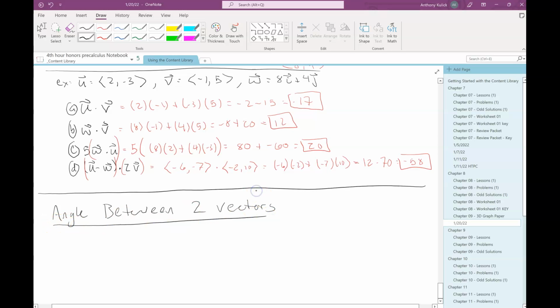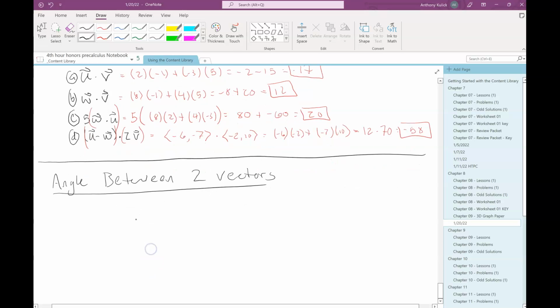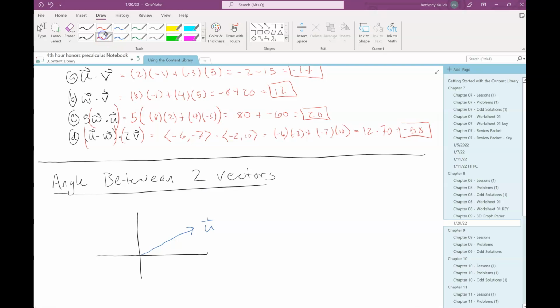So the next thing we want to talk about is the angle between two vectors. If I have some vector u and I have some other vector v, we're talking about this angle between the two of them.